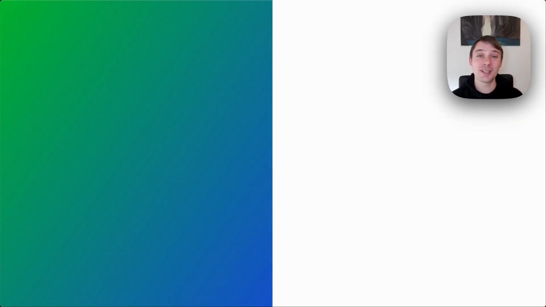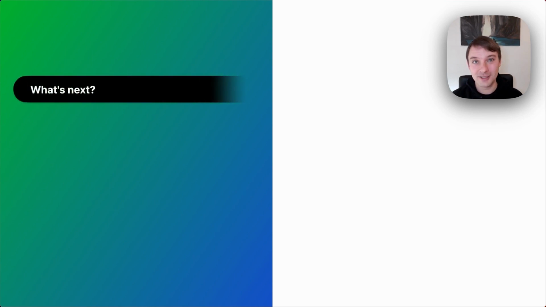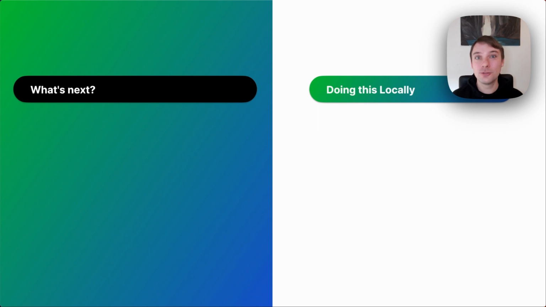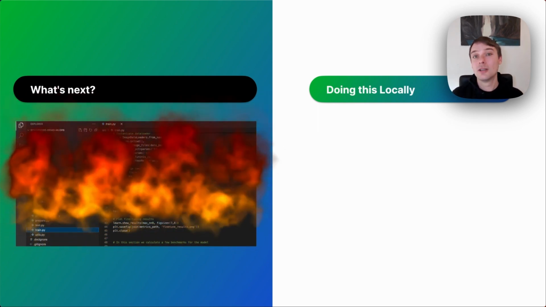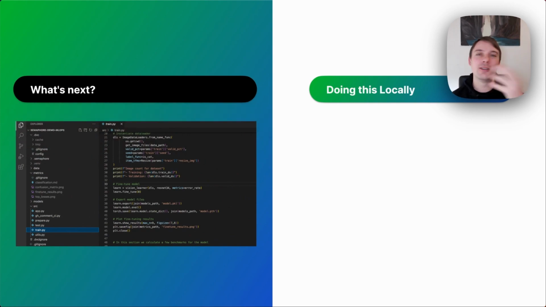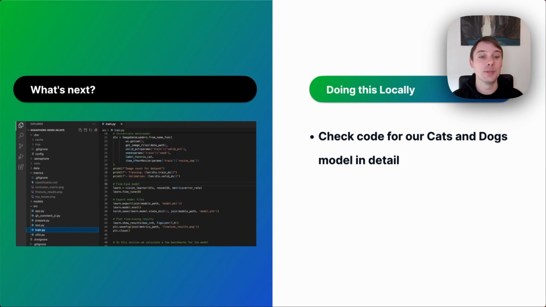Now that we've used the Kaggle platform to train our model, what's next? So we're going to be doing this locally in the next part of this video series. We're going to be using Visual Studio Code or any other editor you prefer to download this code, use it locally, and also explain the parts behind it. So we're going to check the code for our cats and dogs model in detail and run it locally on our machine.